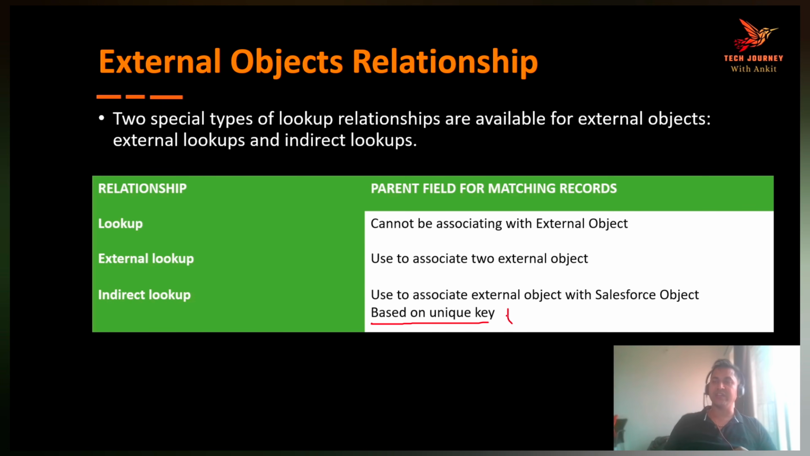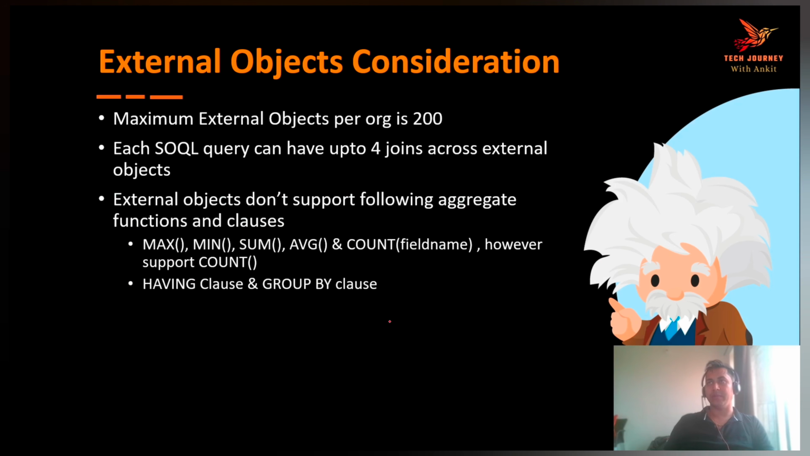Down the sessions, we will see how to set up the indirect lookup relationships. But one key point that I would like to highlight here is you should remember whenever you have to set any indirect lookup relationship, you have to create the unique field, and that field should be marked as an external ID. Then and only then will that object be available to set up the indirect lookup relationship.